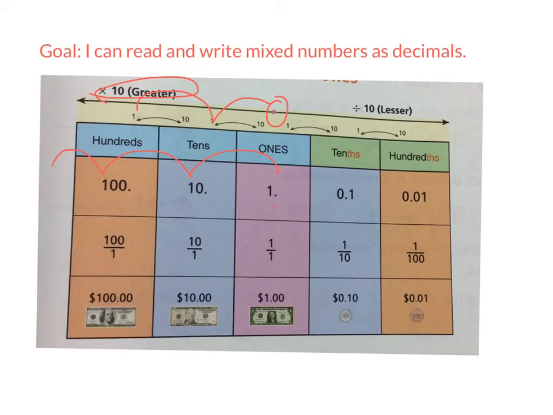If we look to the right of the decimal, though, we are getting smaller. So when we go from tenths to hundredths, our numbers are getting smaller. We're dividing by 10. If you were to divide the hundredths place value by 10, you would get to the next place value, which would be the thousandths, and then the ten-thousandths and the hundred-thousandths, and so on.